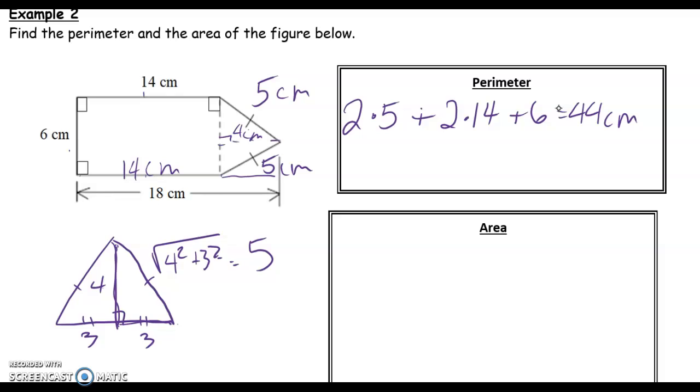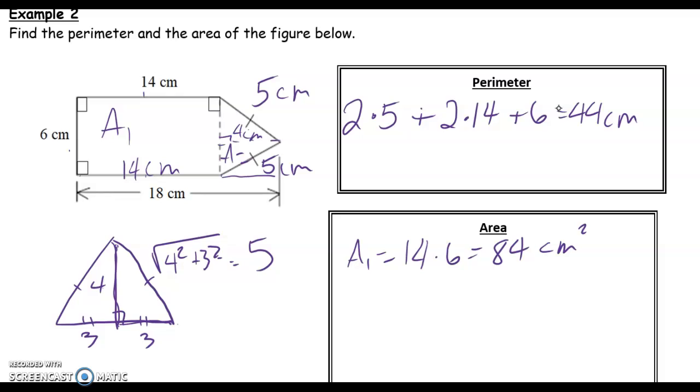Now, if I want to put this into area, I've got to think a little bit differently. Okay. So I've got a rectangle here that's a 14 by 6 rectangle. So this is like my first area. I call that A1, and I call this one A2. Okay. So the area of the rectangle and the area of the triangle. Okay. So my area 1, that's 14 times 6, which is 84. And that'd be square centimeters.